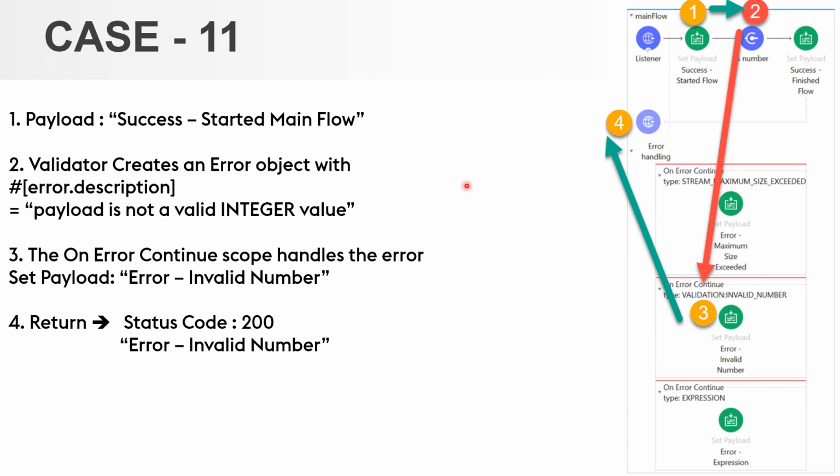If it is red in, green out, what will be the status code? 200. And what will be sent? Will it be the description or the payload? It will be the payload. So here we are sending the payload as error invalid number to the client.